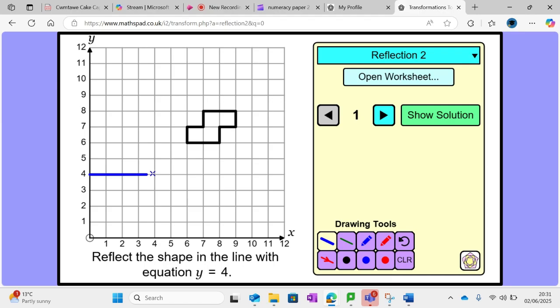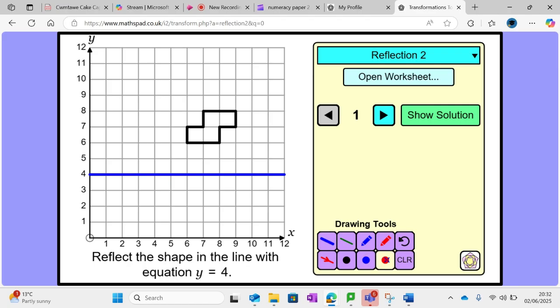And the line y = 4 goes across from where y is 4. So it actually goes in the same direction as the x-axis, which is confusing because it's a y line going in the same direction as the x-axis, okay? Then you've got to reflect that shape in there.